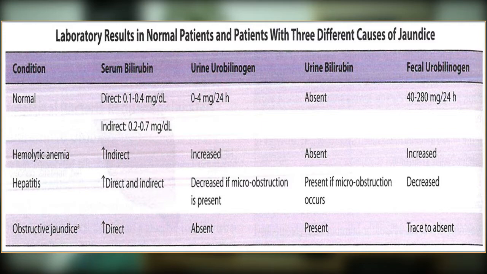In case of hepatitis, both indirect and direct serum bilirubin are increased, and urine urobilinogen is decreased if micro-obstruction is present. Urine bilirubin is present if micro-obstruction occurs, and fecal urobilinogen is decreased or may be absent. In obstructive jaundice, there is increased direct serum bilirubin, urine urobilinogen is absent, urine bilirubin is present, and fecal urobilinogen is trace or absent.